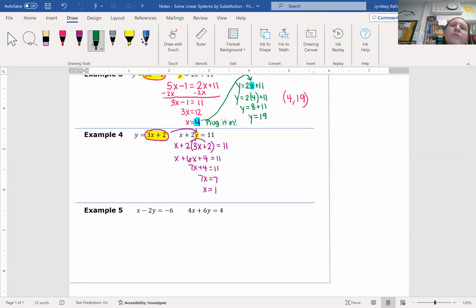And we got one of the coordinates, but now we have to plug it in to get the other one. And I'm going to plug it in to that easier one, in my opinion, which is y equals 3x plus 2, because my x is 1, and I'm going to plug it in for the x in that equation. So y equals 3 times 1 plus 2. And hopefully we can see that y equals 5. So the final ordered pair is (1, 5).